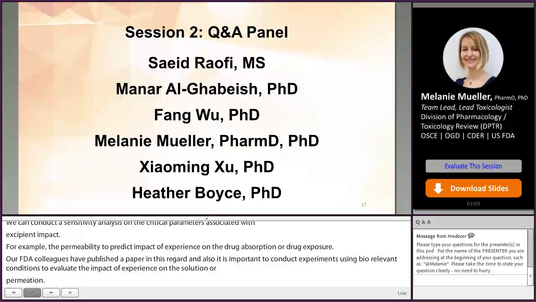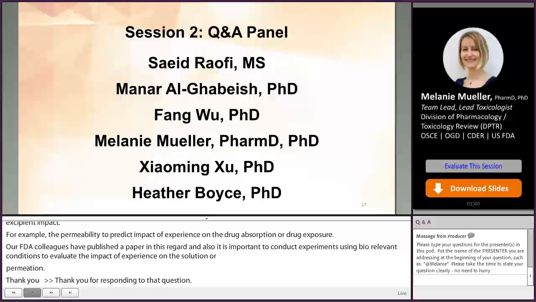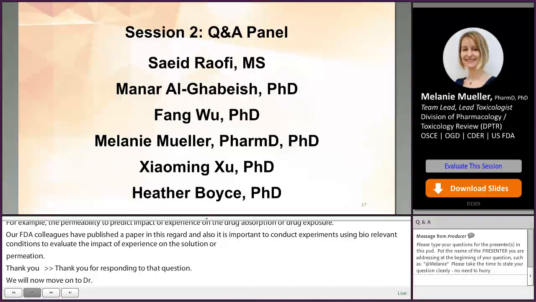Is it mandatory to justify the levels of flavor and its components if the entire flavor constitutes less than 0.1% weight of the total formulation?